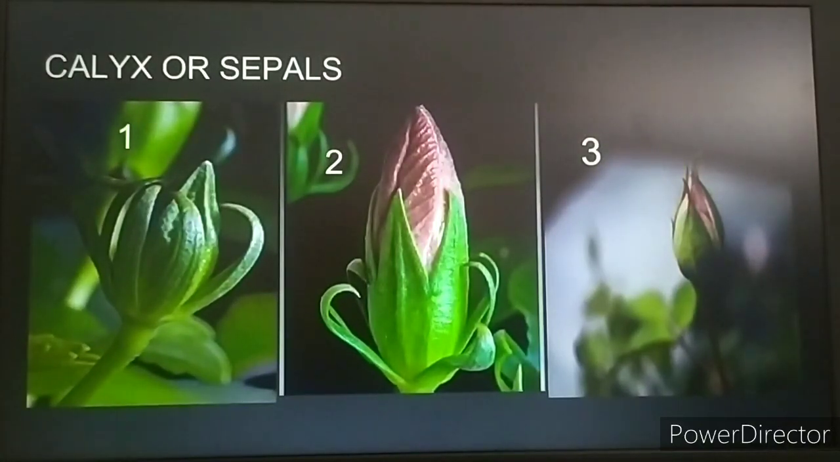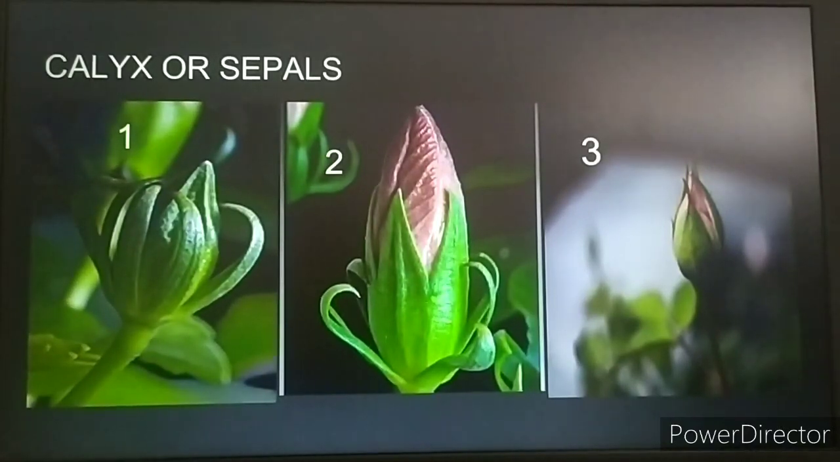The very first part which we have to discuss is CALYX, also called SEPALS. It is the outermost whorl of a flower, and it consists of leaf-like structures. As you can see here, this is the leaf-like structure. This is called a sepal. These sepals are green in color. What is the color of these sepals, these leafy structures? It is green in color.